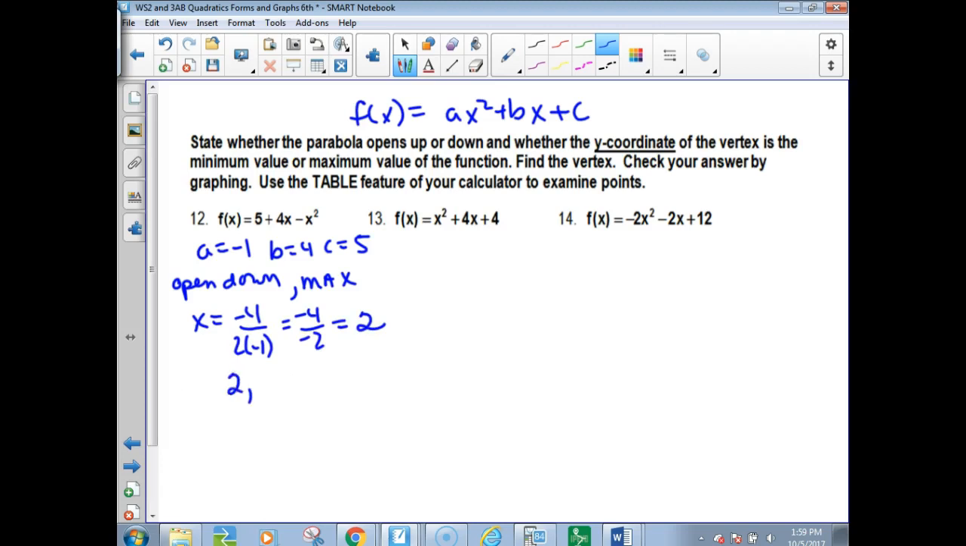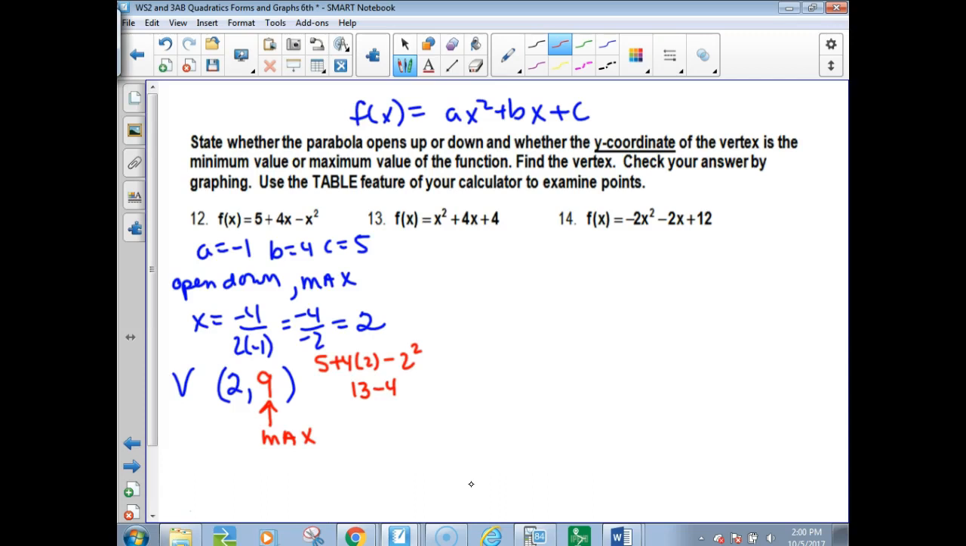All right, so our vertex, and I'm just going to use a v, is 2 something. We plug 2 back in the original. 5 plus 4 times 2 minus 2 squared. Isn't this the same as the one I just did? 5 plus 8, that's 13 minus 4, and we get 9. So what that means is that the max value on the parabola, that's your max, is the 9.